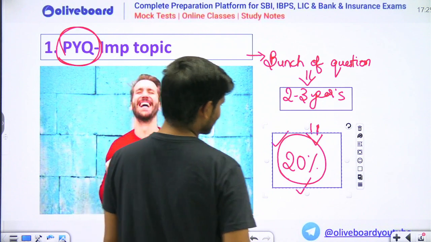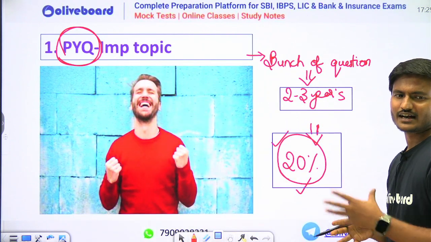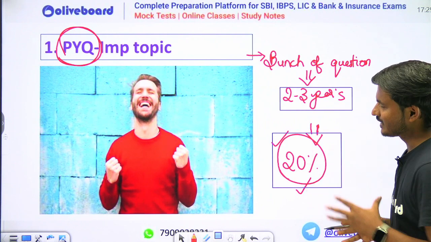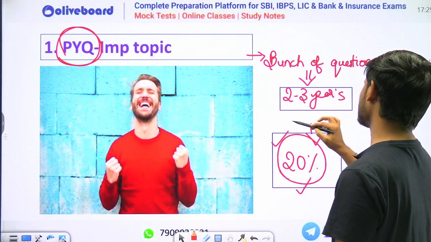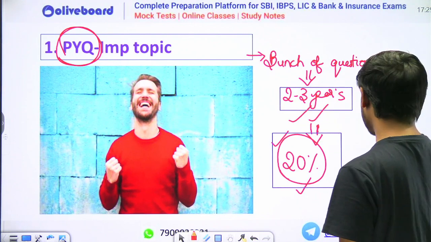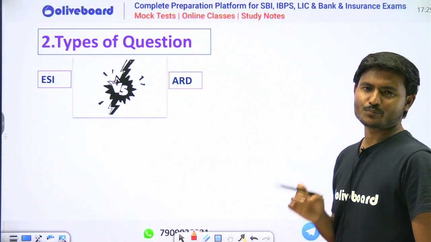Okay, so this was the first cheat code. Yes, every PYQ is important, but just try to look at the PYQs which have been asked on a regular basis. Now let's move to the second important cheat code.